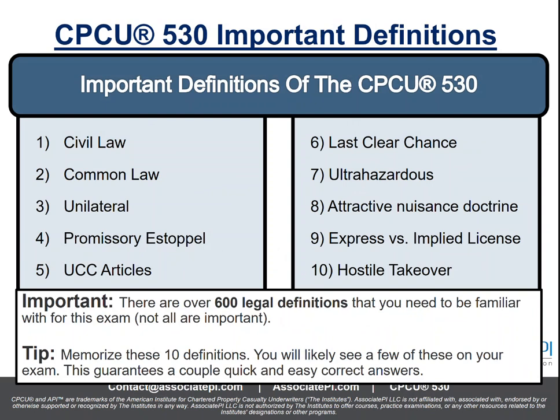But the 10 definitions that we're going to cover are civil law, common law, unilateral, promissory estoppel, the UCC articles, last clear chance, ultrahazardous, attractive nuisance, express license and implied license, and hostile takeover. So these are the 10 definitions. I highly recommend you memorize these 10. You'll probably see these on your exam, so it guarantees that you'll get a couple correct right away. And the exam's only 85 questions long, so if 5 of these are on the exam, you'll get 5 questions right away, just by memorizing these that I'm giving you in this video.